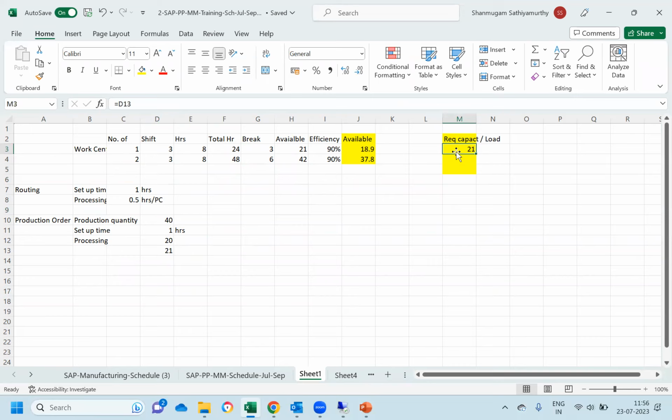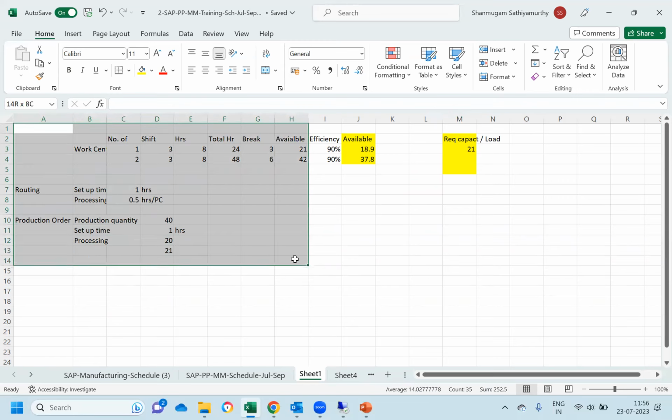Is it clear? Can you repeat it once again, sir, please? So you are clear up to this? Yes, sir. I just missed efficiency and availability, sir. Okay.